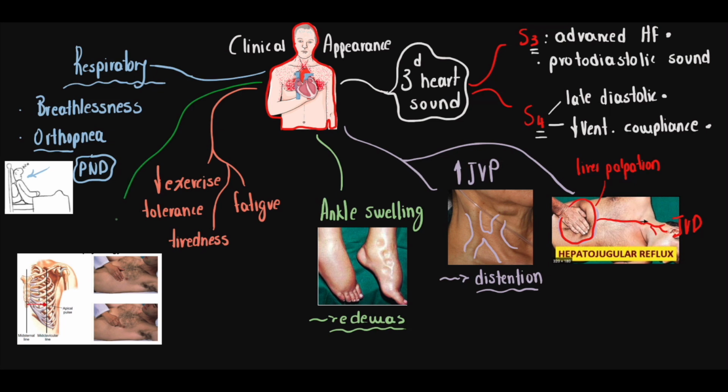Finally, in heart failure, we have a laterally displaced apical pulse. So the apex of the heart isn't palpated at the fifth intercostal space mid-clavicularly. It is palpated a bit more laterally. This happens due to the cardiac remodeling from heart failure. Right here is the normal heart.